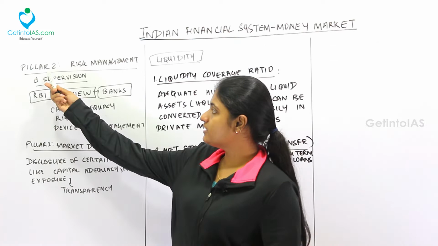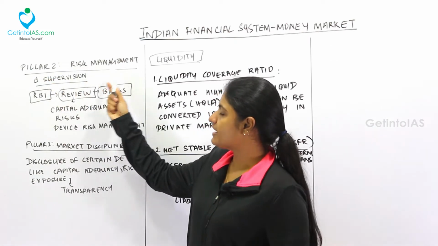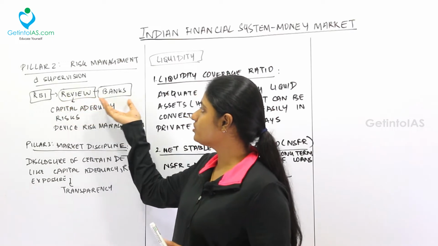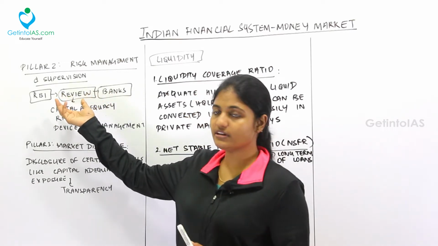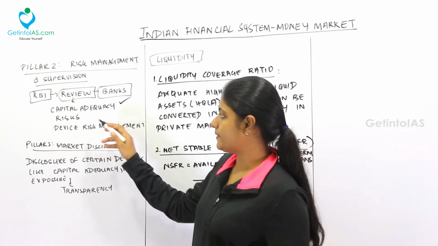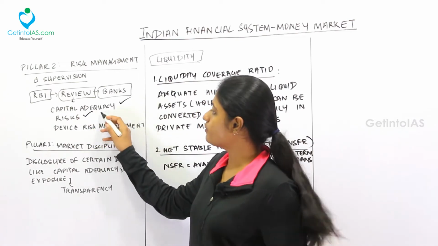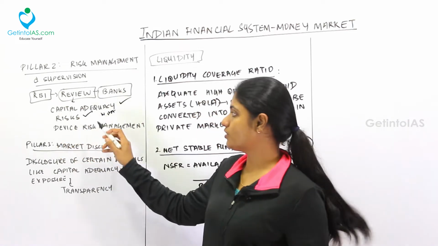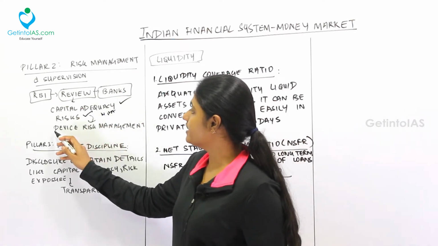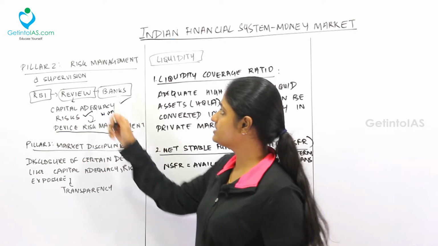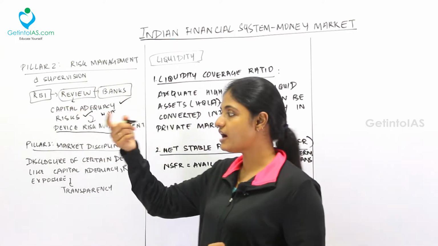So now moving to Pillar 2. Pillar 2 is risk management and supervision. Under this, RBI will review the banks. What RBI will review is the capital adequacy, how much capital the bank has maintained, the risks, that is the non-performing assets of the banks, and to devise risk management. Whatever risk has arisen, it will give ways to devise risk management. So this is called risk management and supervision by RBI.